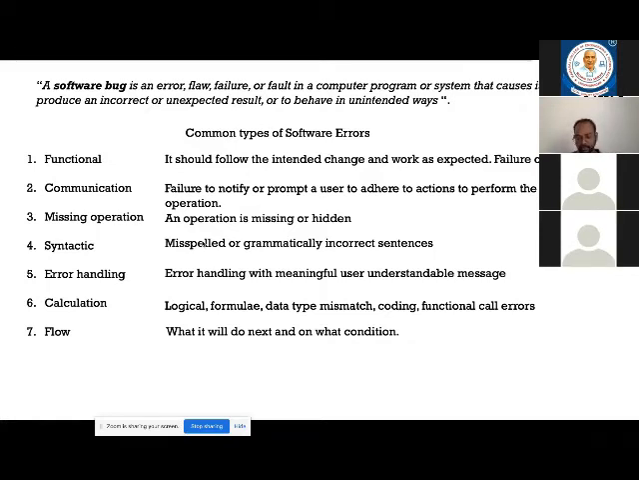A missing operation. You've given a user a set of steps to follow and perform a certain operation. You have given them 4 steps, and out of that, they were able to perform 3 steps and missed the 3rd step. It becomes a missing operation, and that is a software bug. Syntactic issues. We saw how the NASA problem was related to metrics. Unclear metrics or incorrect sentences, grammatical errors, could lead a customer to do something the wrong way. That could be a syntactic error.